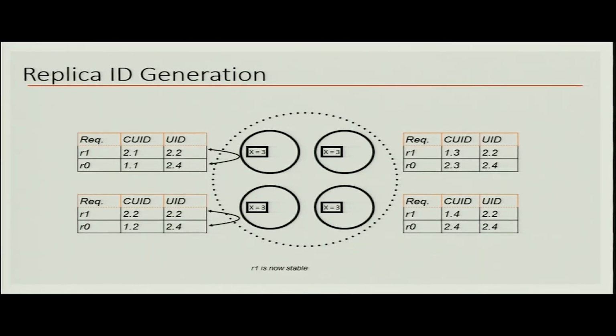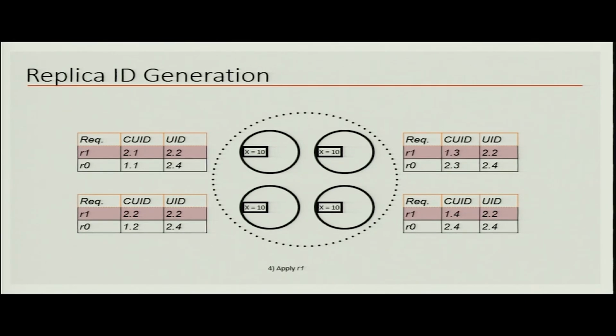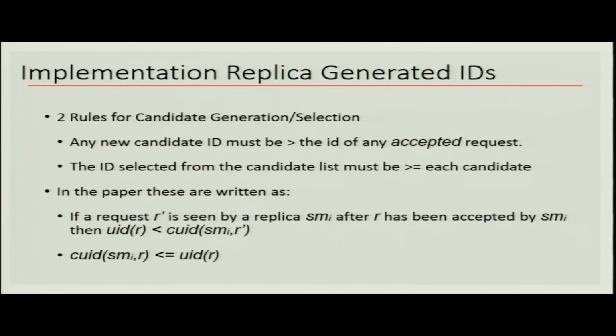So that is how this guy will now reorder the transactions, and then R1 will be executed first, which will make x equals 10, and then R0 will be executed, which will make x equals 30. This will be done at everybody because everybody knows the same global ID for each of the transactions. So the ordering problem is solved this way.